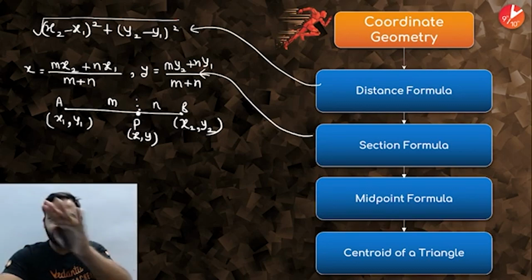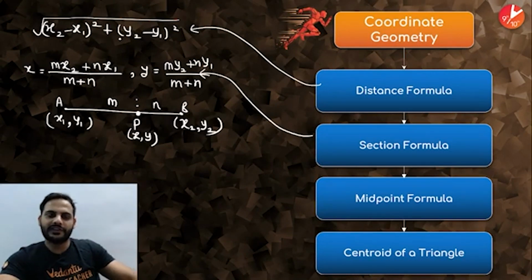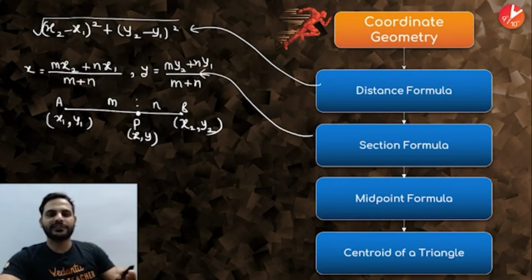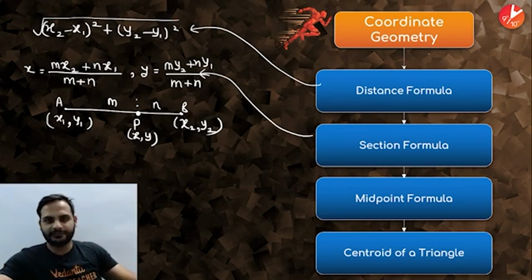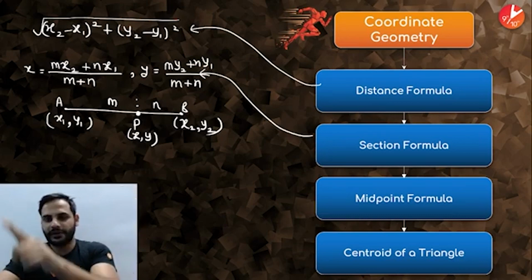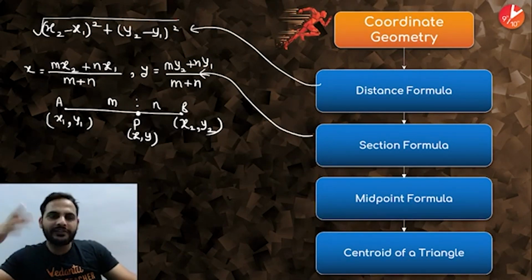So we do this cross multiplication. This section formula, my advice to all my students is always that whenever you are using section formula, try to draw the diagram. After that, application of formula becomes easy. M into x2, n into x1. Otherwise, you'll be like, which one is x1, which one is x2? That becomes sometimes confusing. All right.